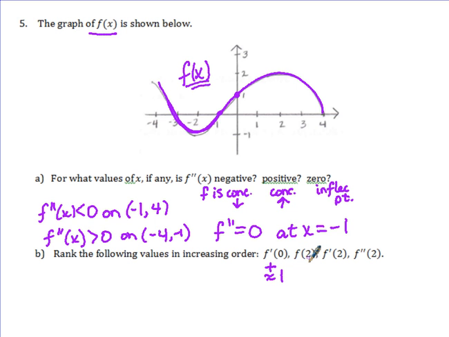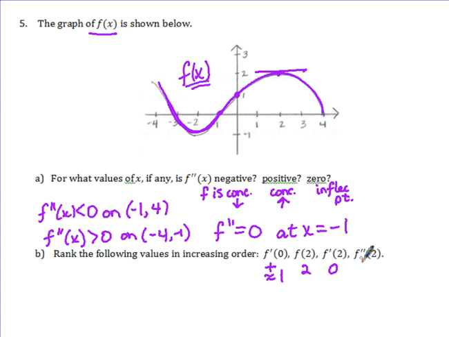F of 2, this just means the value of the function at 2. So if I look up 2 and I go up here to the function, it seems to have a value of 2. F prime of 2 means the slope of the graph at 2. And if this is my point where x is equal to 2, it looks like the slope of that graph would be 0. We seem to have a relative maximum there at 2. So I would say the slope of the graph is 0.